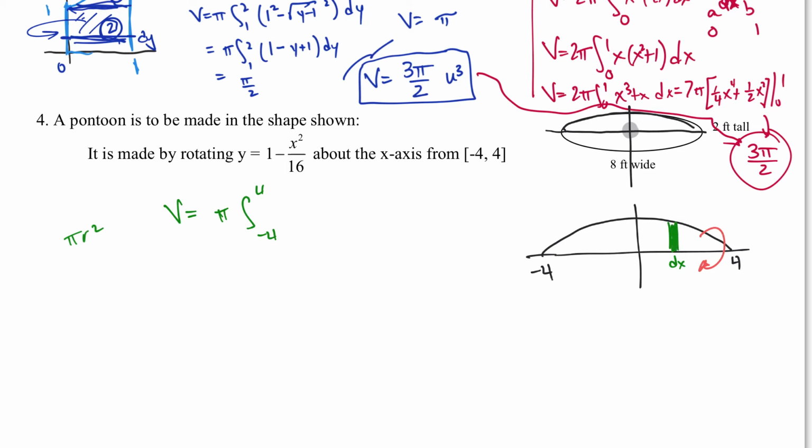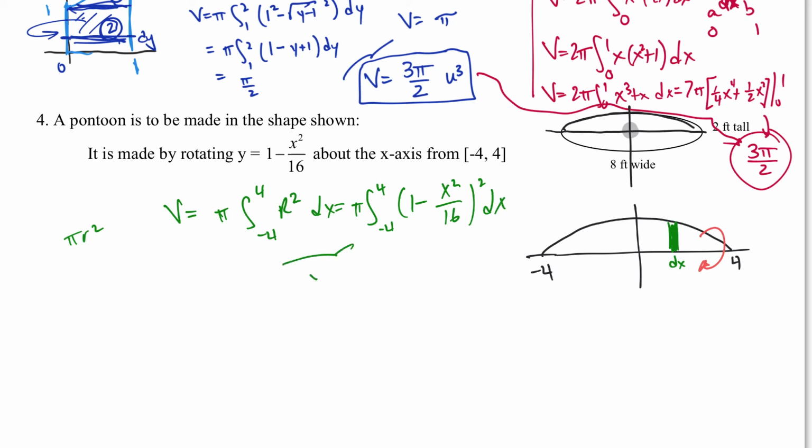That's it. There's nothing special about this. Don't use shells or anything crazy if you don't need to. So this is just πr² dx. So the volume here is π times the integral from -4 to 4 of (1 - x²/16)² dx.